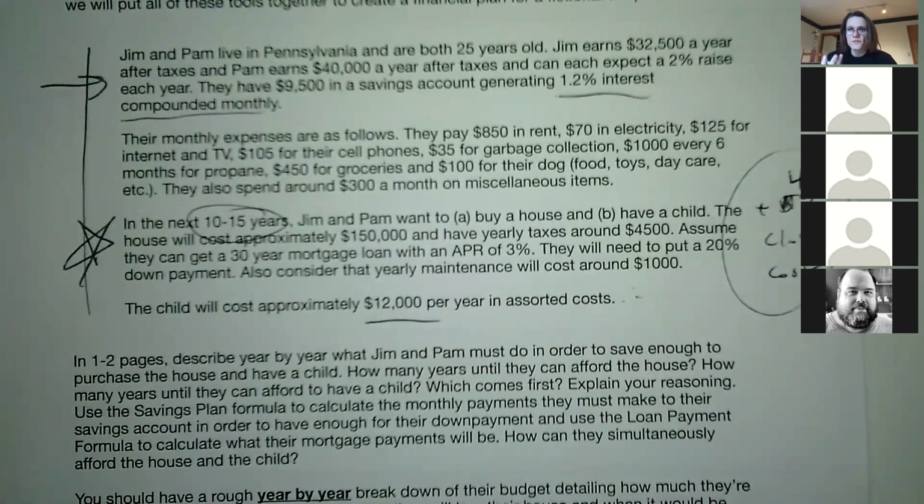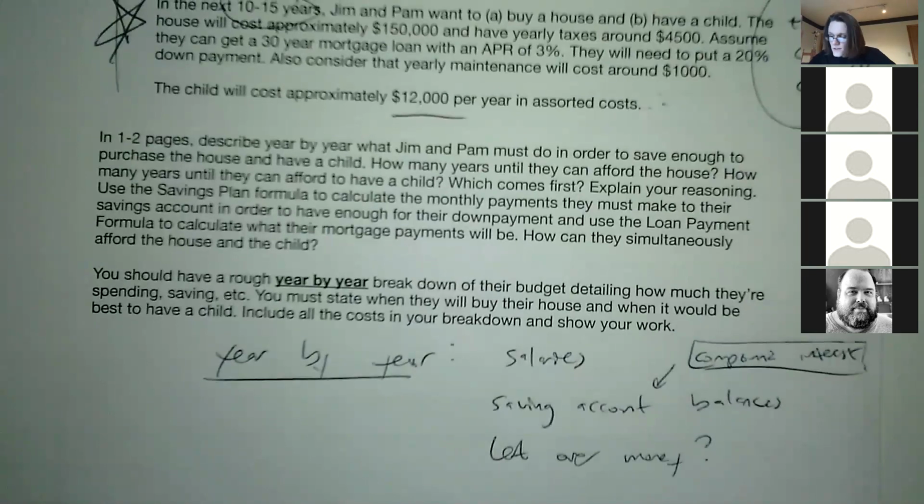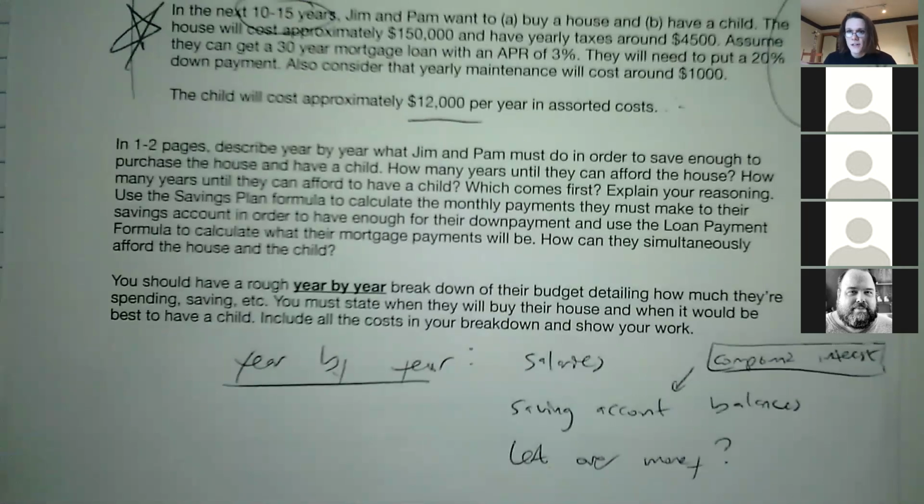Yeah, so use at least those 3 formulas that we talked about: the savings plan, the loan, and the compound interest formula. If you're into Excel, you can make a nice Excel sheet. If you want to do everything by hand, feel free to write everything out by hand. If you're doing it by hand, you can show me the work that you do in each of the formulas. If you want to use Word, feel free to put tables in it. But I just want to see year by year what's happening, and I want to see how they're paying for their house and things like that.